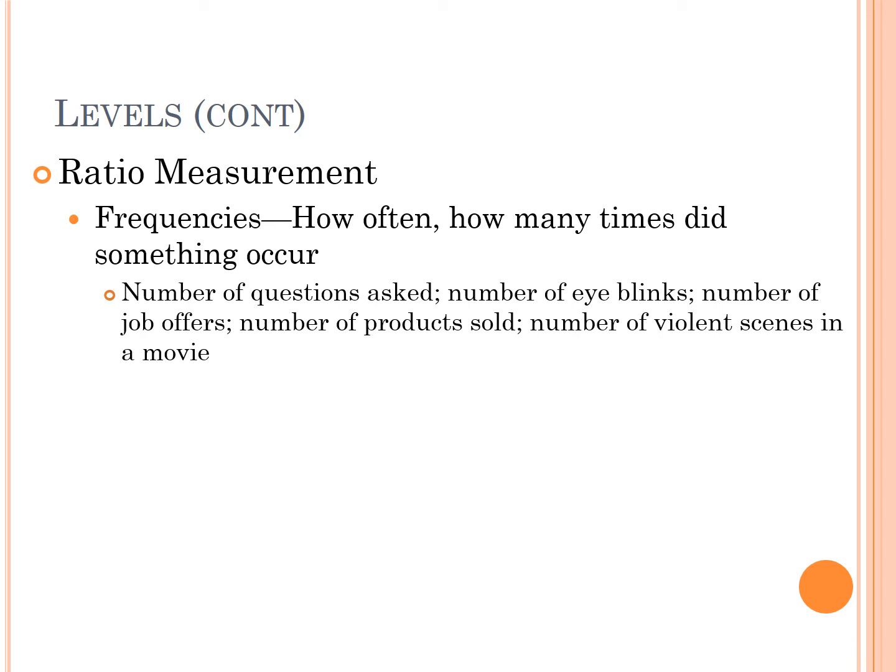Now when we get into ratio measurement, what we're really talking about are frequencies and proportions. You think of a ratio, you think of a proportion. You think of the ratio of how much I talk relative to how much you talk. That is a ratio measure. But how much you talk, how often you are doing certain things, also falls into this category. So it's pretty easy. Frequencies: how often, how many times did something occur?